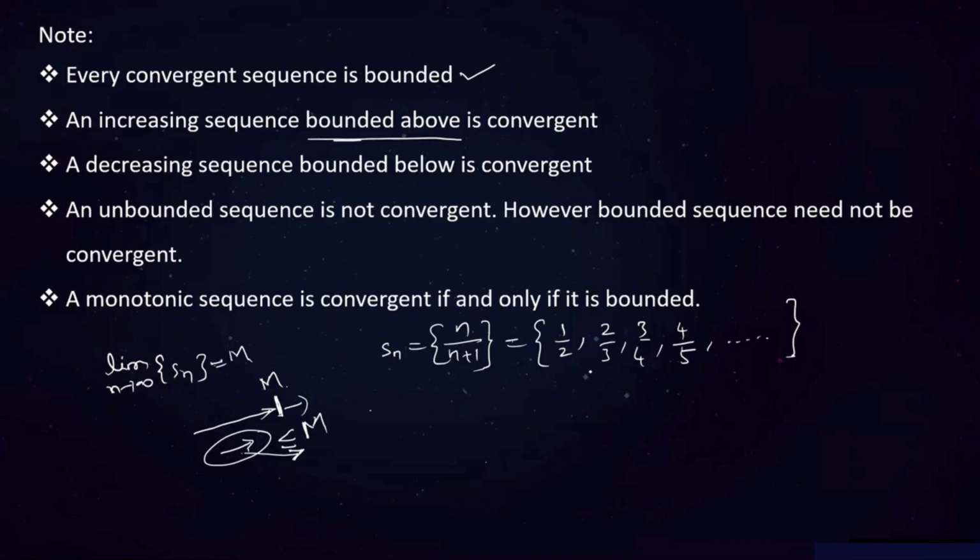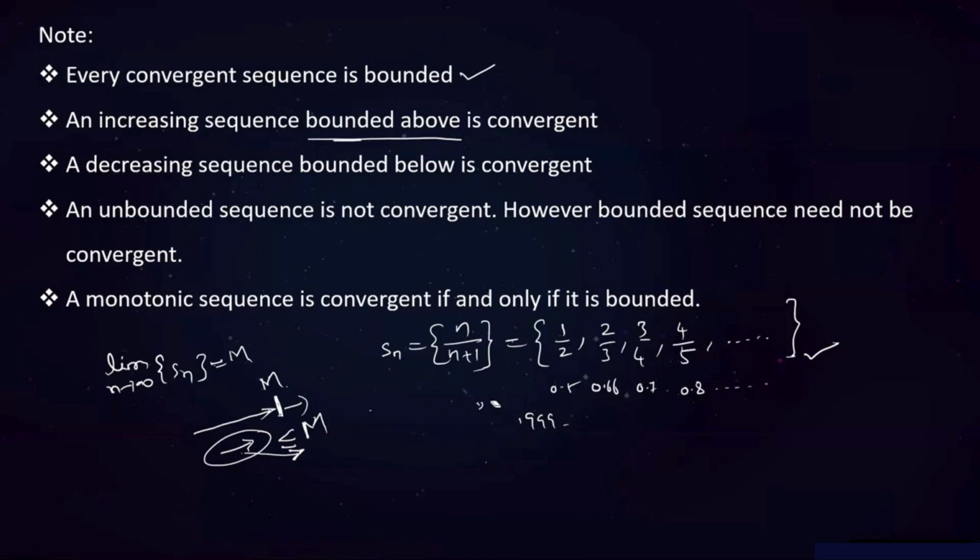1 by 2 is nearly 0.5. Then 2 by 3 is nearly 0.66. 3 by 4 means it is 0.7 something. 4 by 5 means 0.8. Clearly these are all in increasing order. So this is clearly an increasing sequence. And now let us see whether it is bounded or not. To understand that, I'm just checking for larger values. If I take something like 1000 divided by 1001, you'll get something like 0.999 something. Even if you take 10,000 or 1 lakh by 1 lakh 1, you will get it very much closer to 1. That's how you can understand.